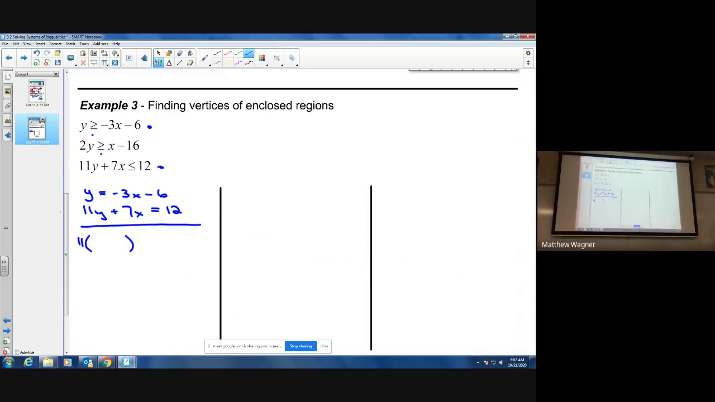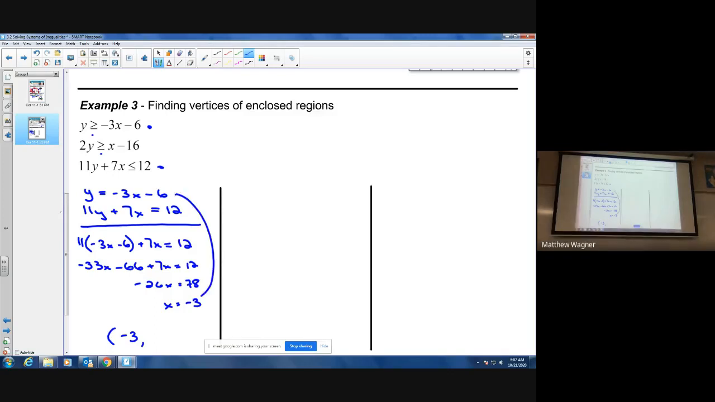Okay. You notice this one's set up really nicely for substitution. So I'm just going to go ahead and use substitution to solve. We plug in negative 3x minus 6 for y. We get negative 33x minus 66 plus 7x equals 12. When we solve, we get negative 26x equals, if I add 66 over here, I get 78, which means x must be negative 3.